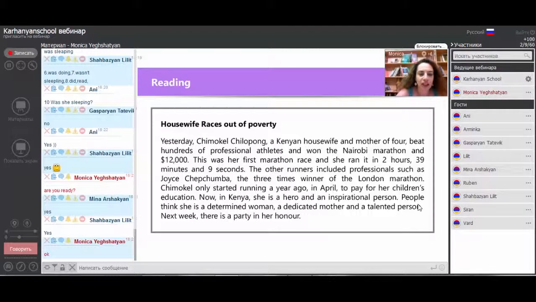Okay, now let me read again. Yesterday, Chimokel Chipalong, a Kenyan housewife, a mother of four, beat hundreds of professional athletes and won the Nairobi Marathon and $12,000. This was her first marathon race and she ran it in 2 hours, 39 minutes and 9 seconds. The other runners included professionals such as Jos Chemchumba, the 3 times winner of the London Marathon. Chimokel only started running a year ago, in April, to pay for her children's education. Now, in Kenya, she is a hero and an inspirational person. People think she's a determined woman and dedicated mother and a talented person. Next week, there is a party in her honor.